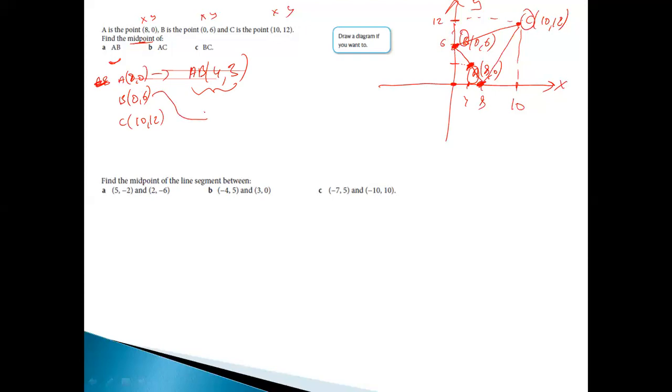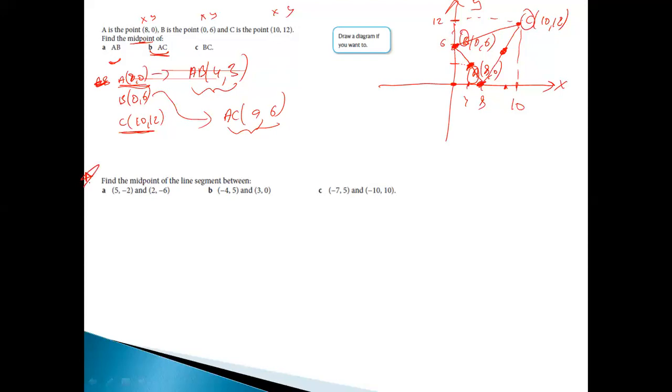And the second one, option B, what is the midpoint of AC? The values of A and the values of C. The sum of first values is 18, over 2 is 9. And the second value is 0 plus 12 is 12, divided by 2 is 6. So the midpoint of AC is 9 to 6. 9 is here, 6 is here, so AC is approximately here. And BC, you can follow the same way and find it yourself.